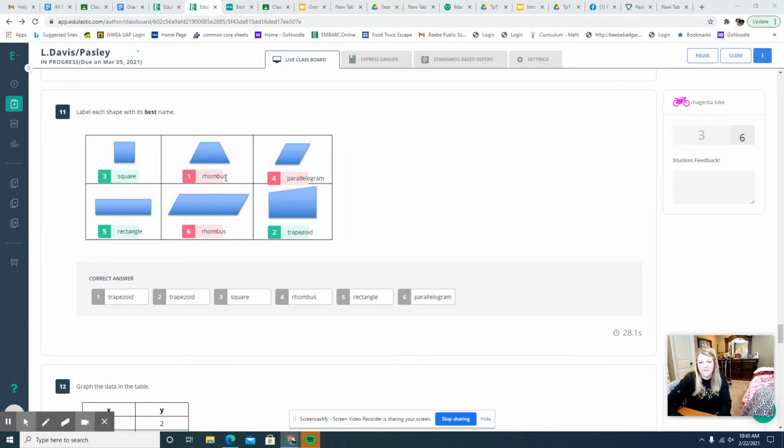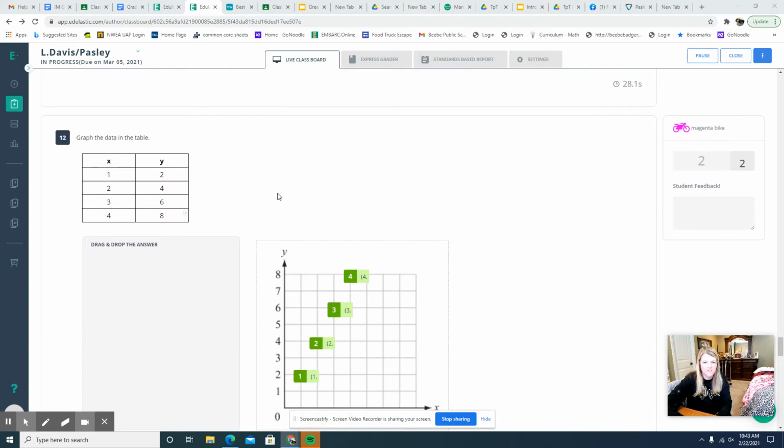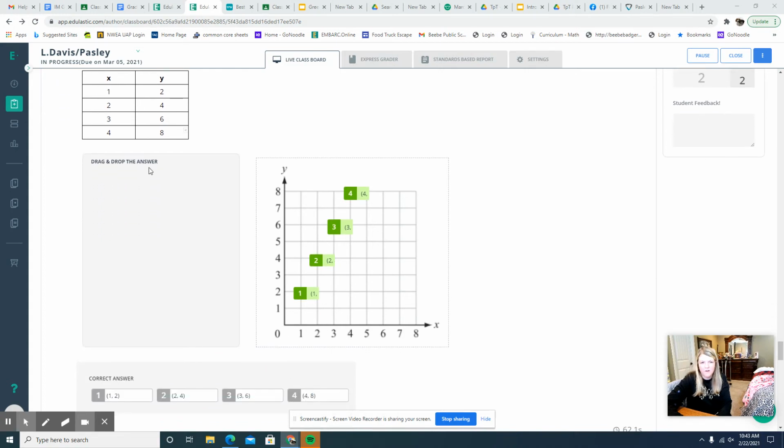Then here, where we are graphing the information, the x, remember, tells us how much we go over. So 1, 2, we would go over 1 and up 2. So that one is going to be here. The correct answer is 1, 2. Then 2, 4, we would go over 2 and then up to 4. And then 3, 6, over 3, up to 6. 4, 8, over 4, and then up to 8.